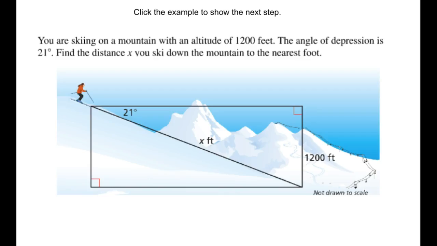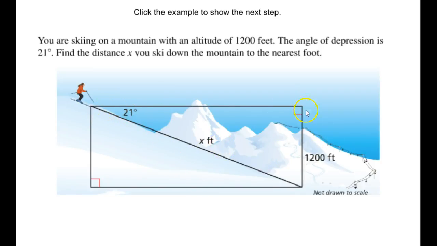So now we're going to look at our kind of real life problems, our real world problems. So you're skiing on a mountain with an altitude of 1,200 feet. The angle of depression is 21 degrees. So the angle of depression is if I'm standing and then I look down, how far down do I look? That's what an angle of depression is. So I always want to draw out my triangle first and label what I know.